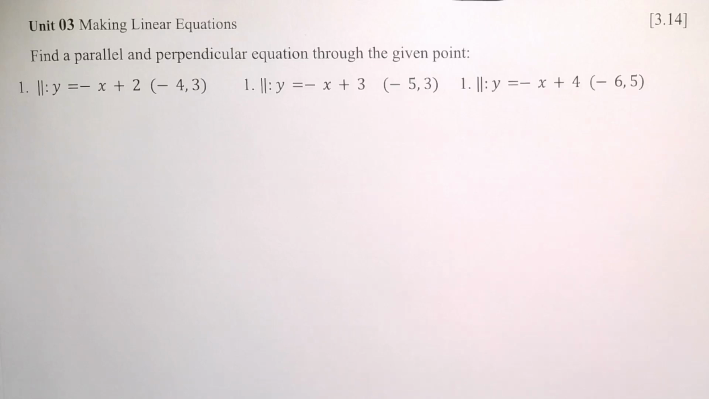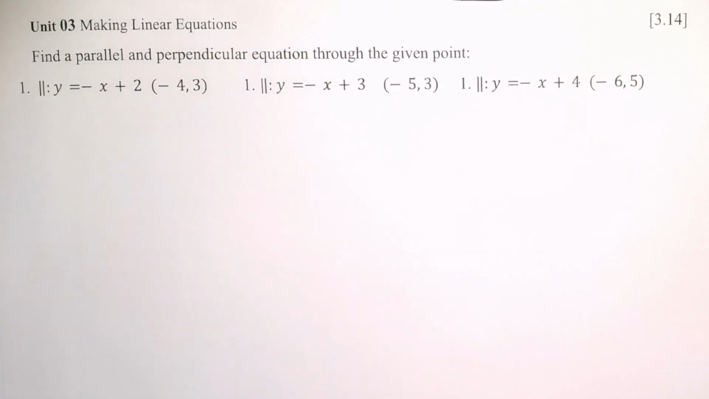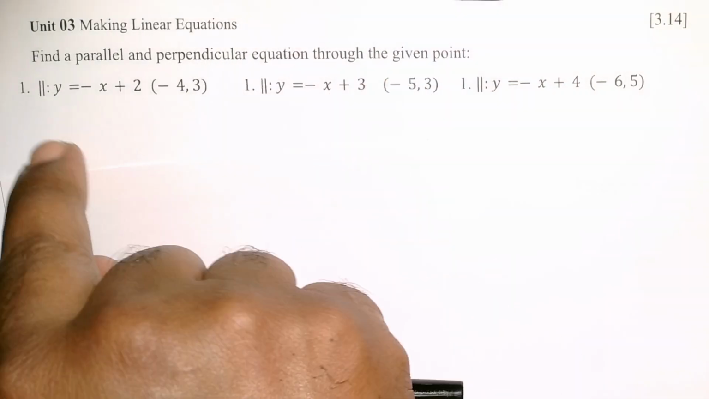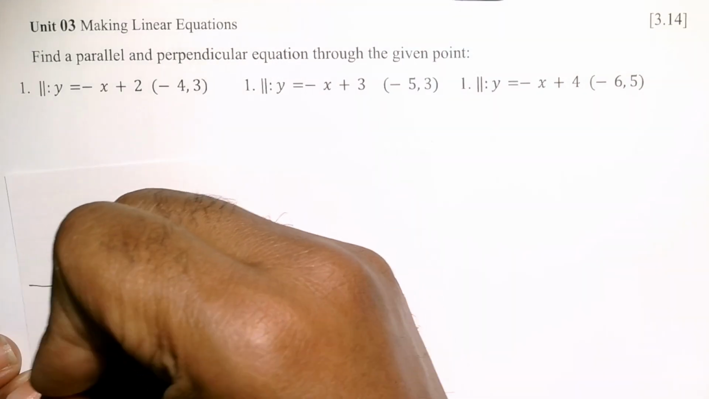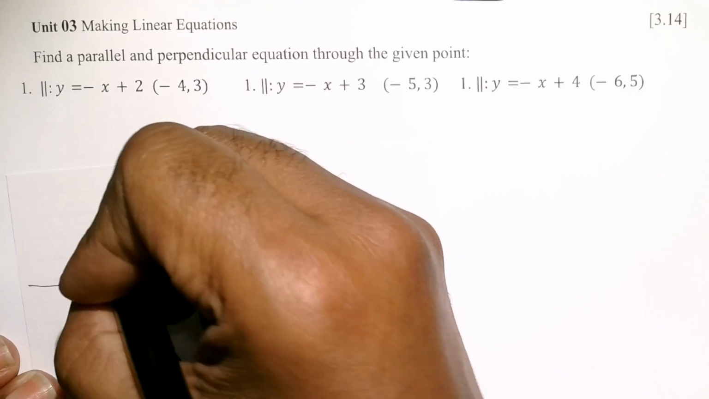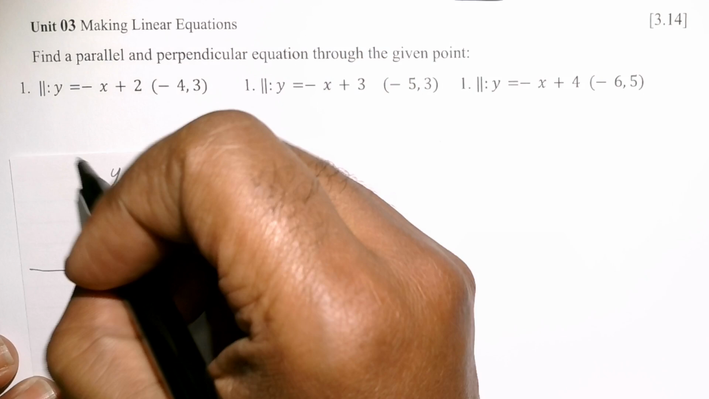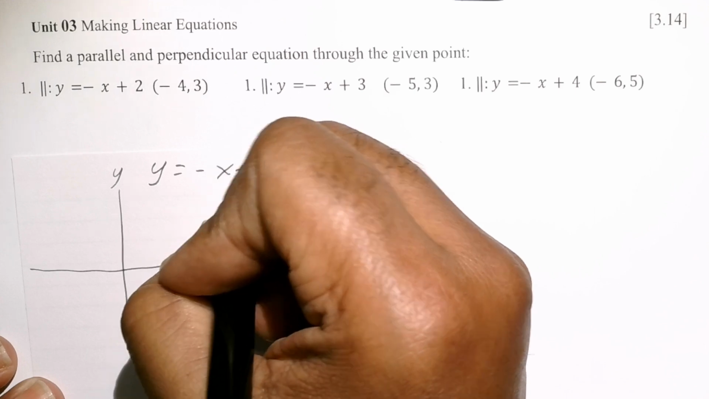How to find the parallel line to a line that goes through a point. Now, let me draw this out to help make this make sense. Let's draw this line right here. So here's our XY axis, and this line right here, y equals negative x plus 2.